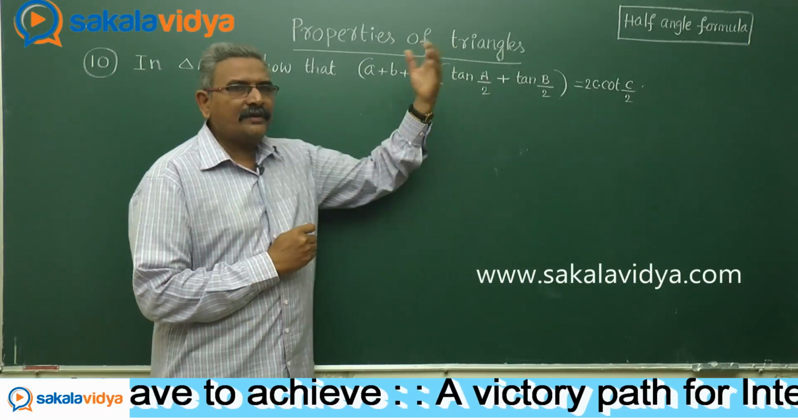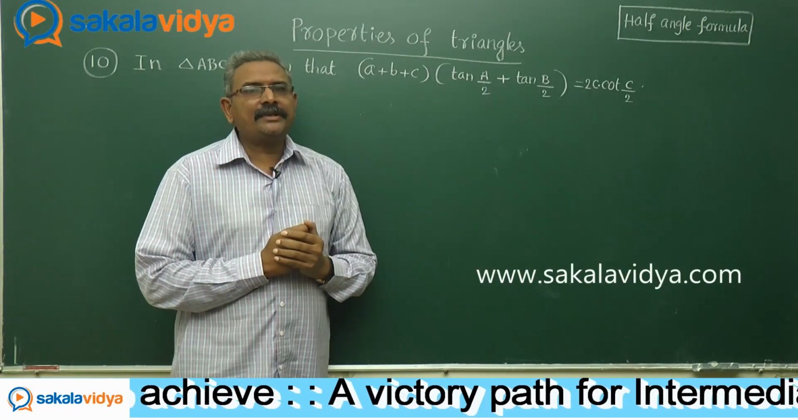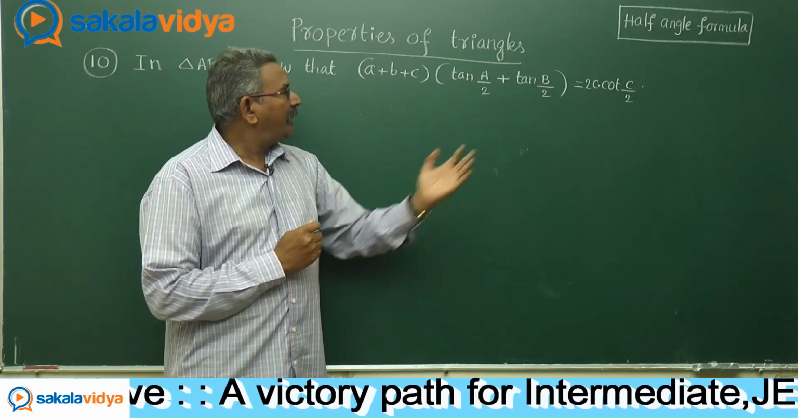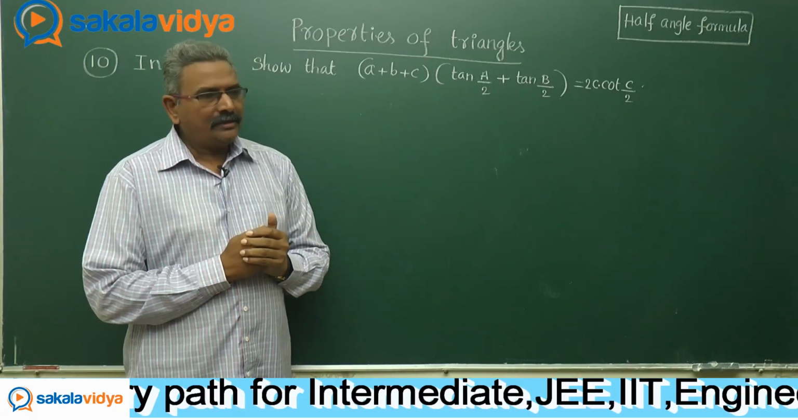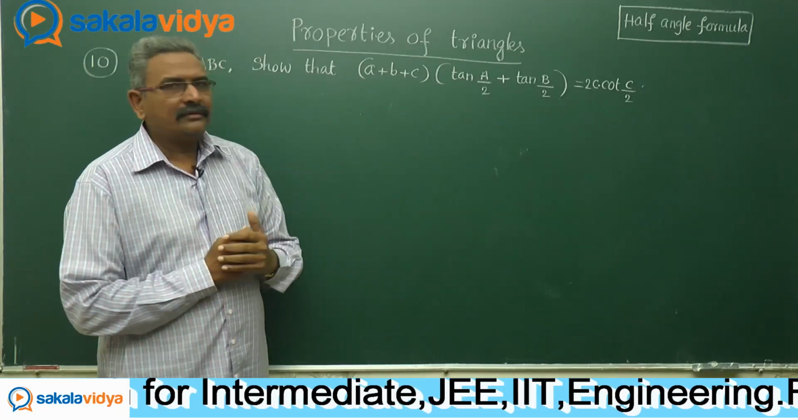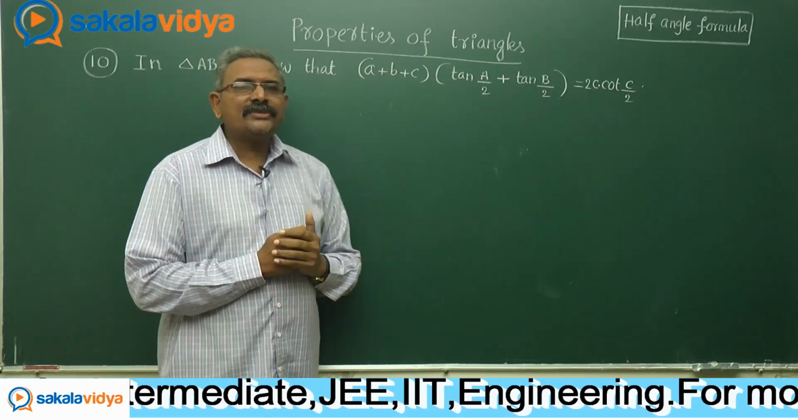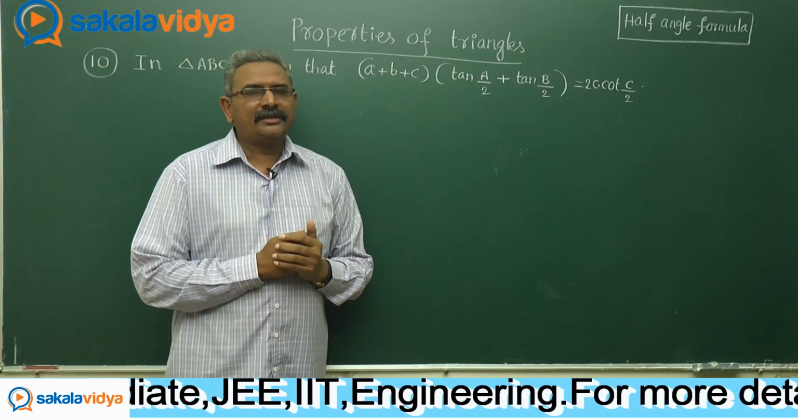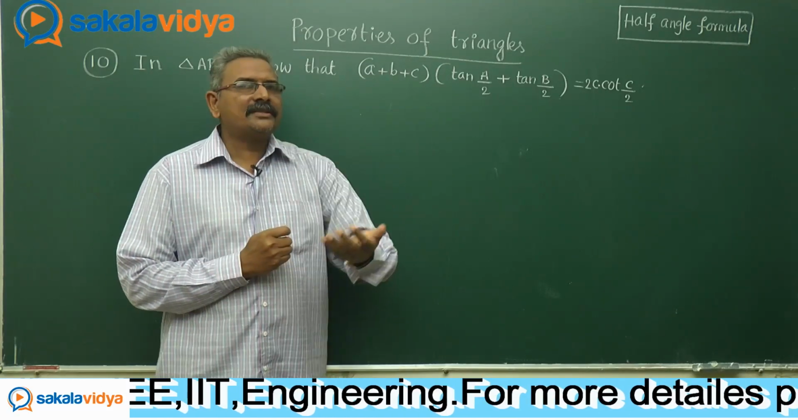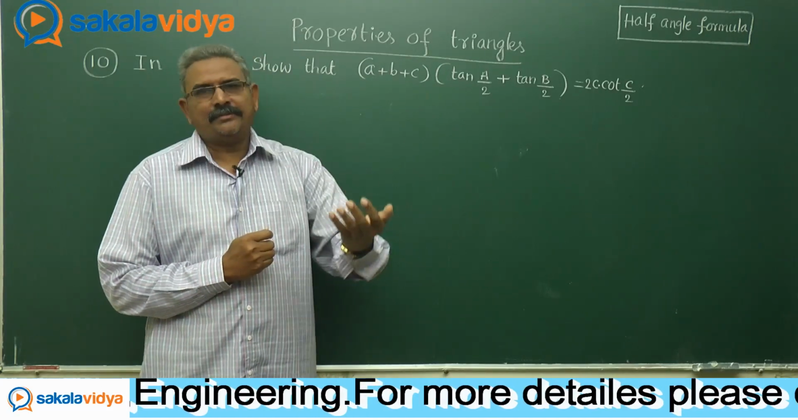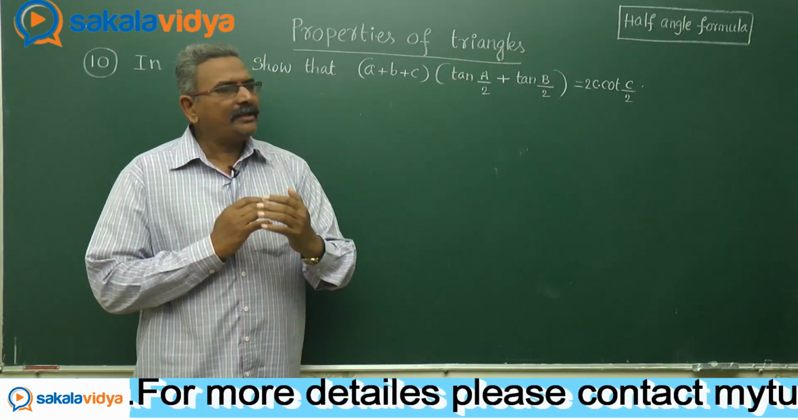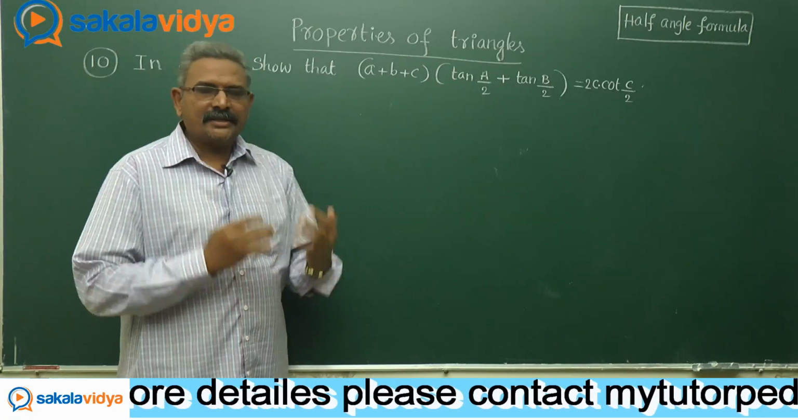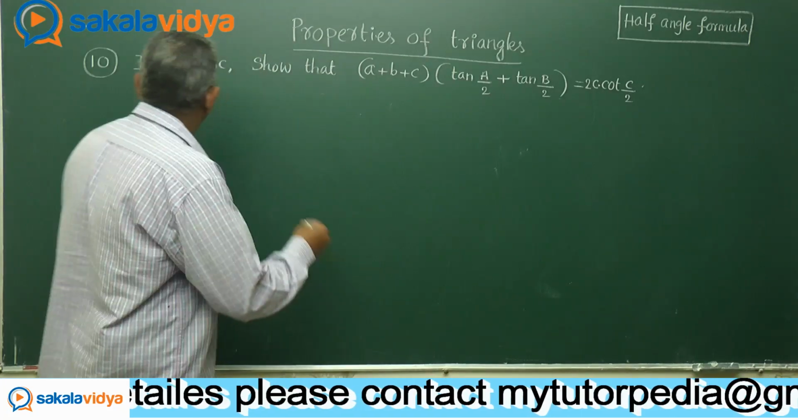Whereas tan A/2 is equal to √((s-b)(s-c))/Δ, and tan B/2 equals √((s-c)(s-a))/Δ. So after simplification, we can prove that 2c times s(s-c)/Δ, whereas s(s-c)/Δ is nothing but cot C/2. In such a manner we can solve this problem. This is the plan to solve this problem. So let us start this problem now.